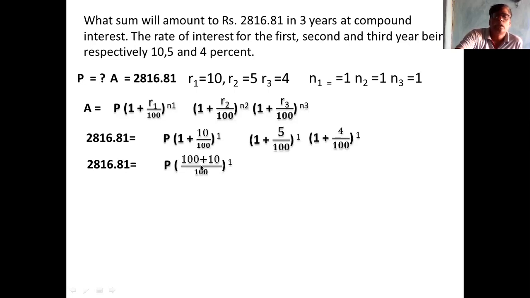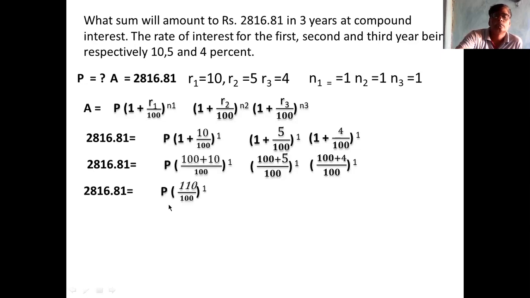P in the bracket: 100 plus 10 divided by 100, 100 plus 5 divided by 100, 100 plus 4 by 100. That is 110 divided by 100, 105 divided by 100, 104 divided by 100. In all the brackets, 1 is the power value. You leave that.